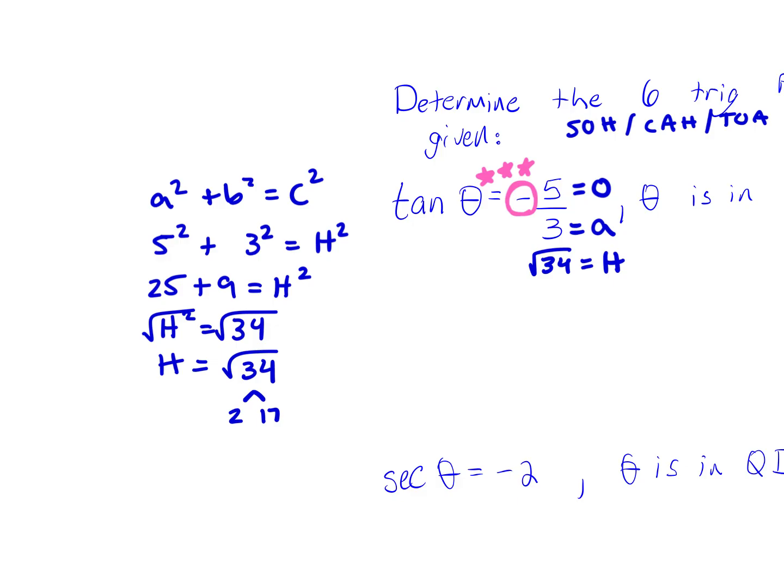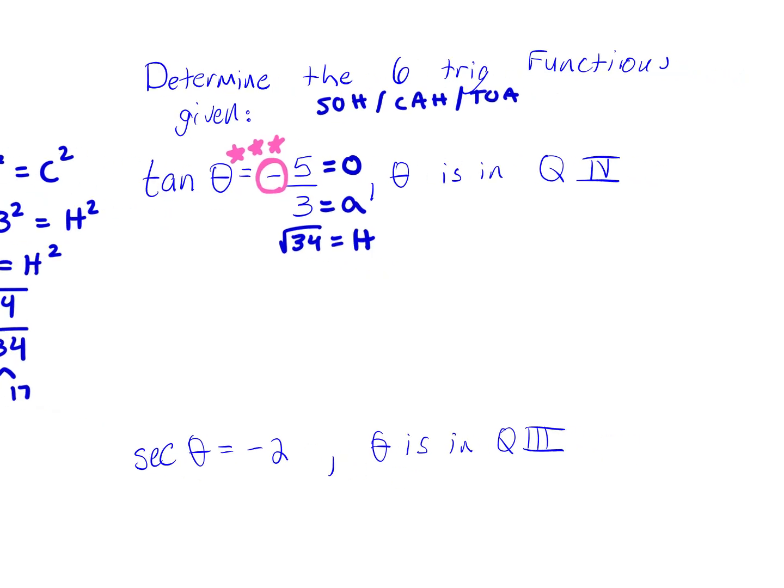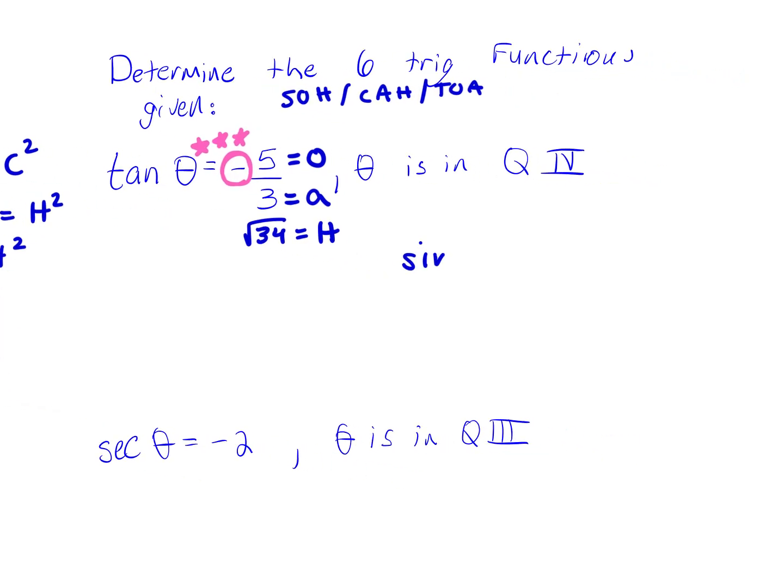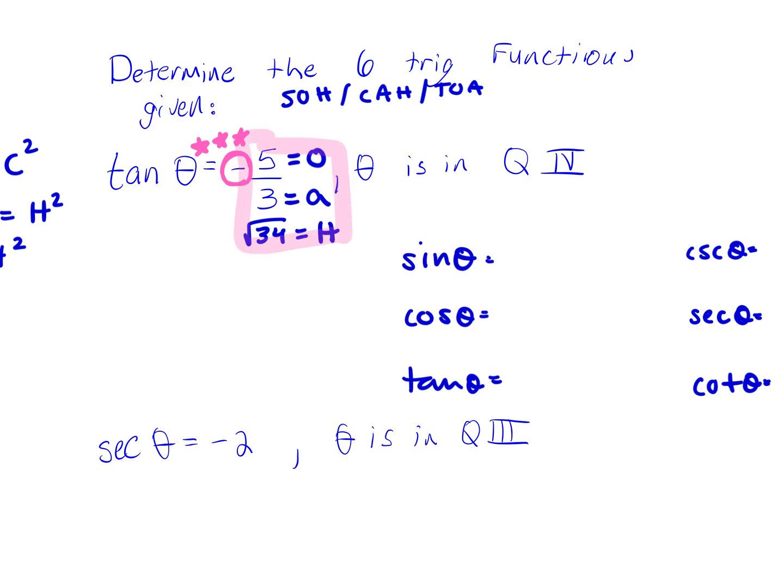Once we find all 3 pieces of information, we need our opposite, adjacent, hypotenuse. We can plug those in using our SOHCAHTOA. We're going to find all of our trig functions now. So sine, cosine, tangent, and then the reciprocals cosecant, secant, cotangent. So we're going to use this to help us. So sine is what over what? Opposite over hypotenuse. So that would be 5 over square root 34.